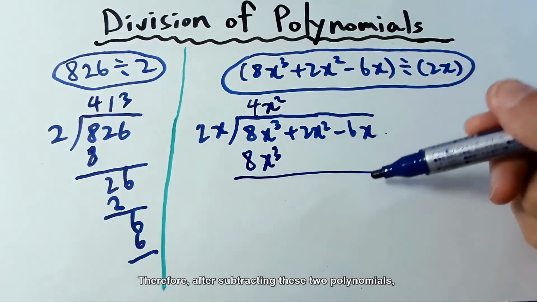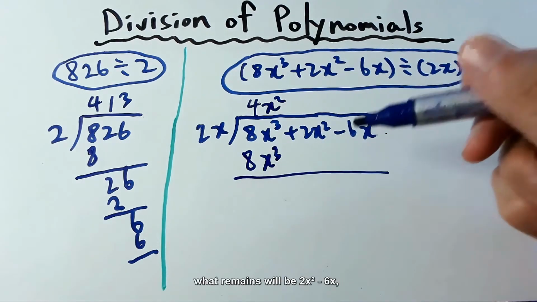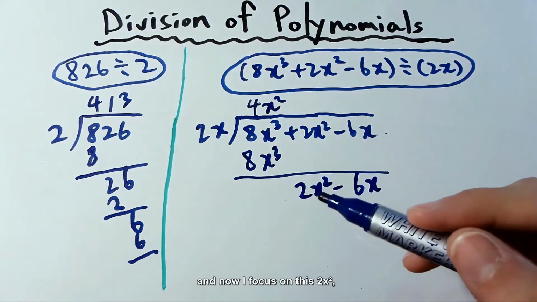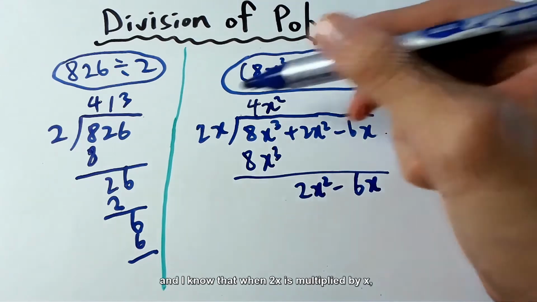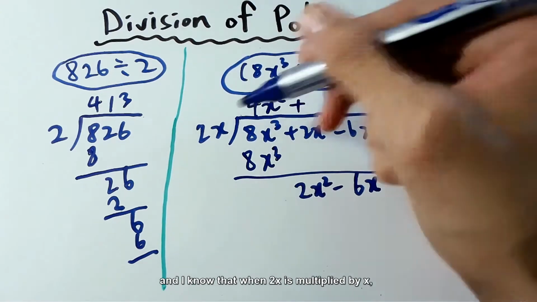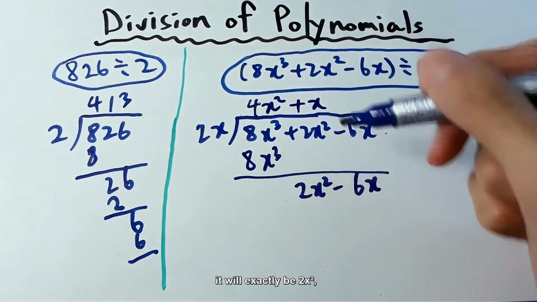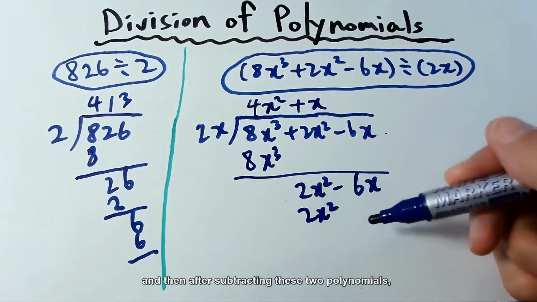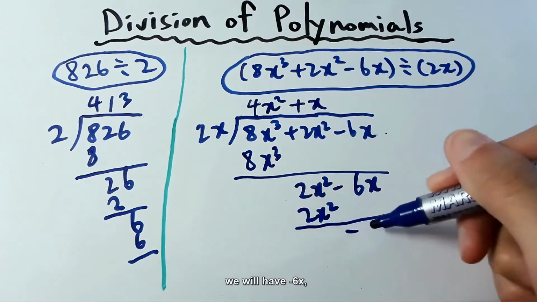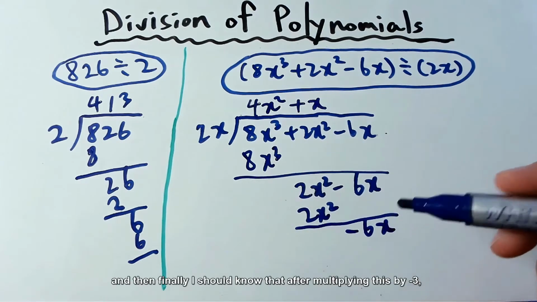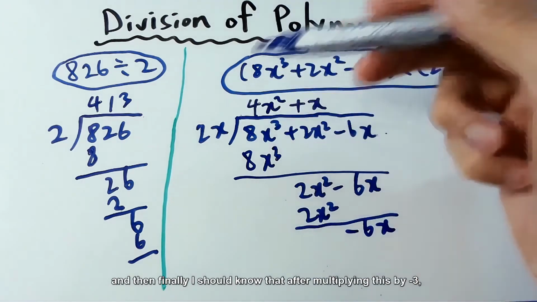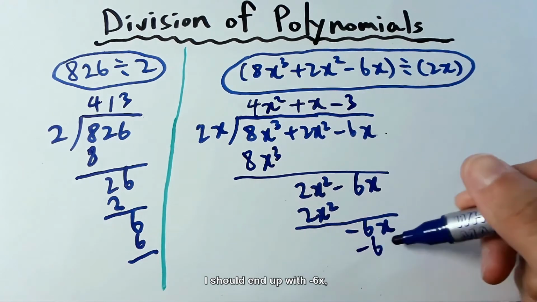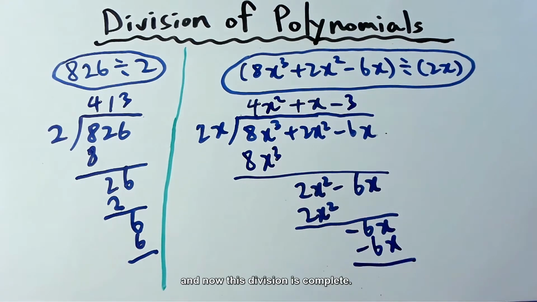Therefore, after subtracting these two polynomials, what remains will be 2x squared minus 6x. And now I focus on this 2x squared, and I know that when 2x is multiplied by x, it will exactly be 2x squared. After subtracting these two polynomials, we will have minus 6x. And then finally, multiplying 2x by minus 3 gives minus 6x. And now this division is complete.